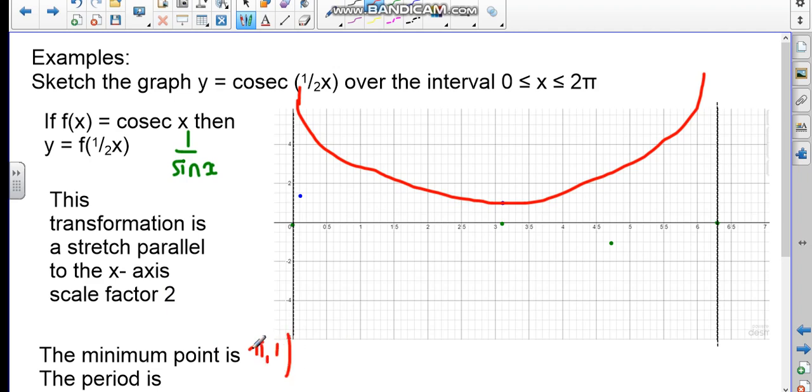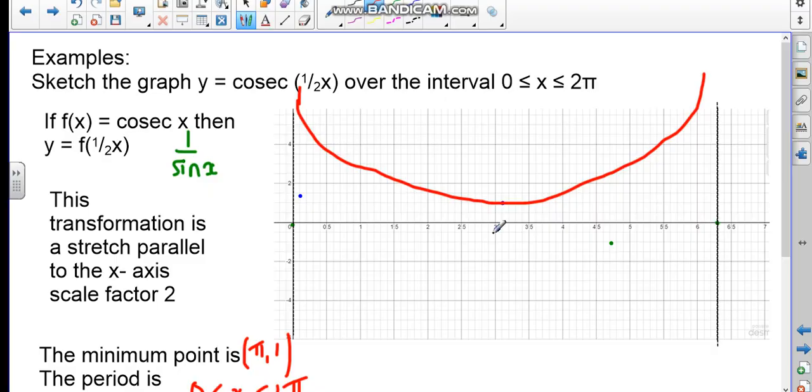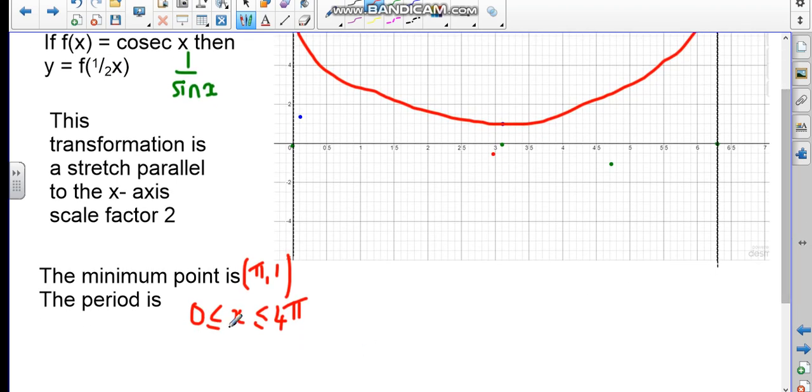The period is normally 0 to 2 pi, or 0 to 360, but because this graph has undergone a stretch of scale factor 2, the period will be 0 to 4 pi, so it will take 4 pi for one cycle of this graph.